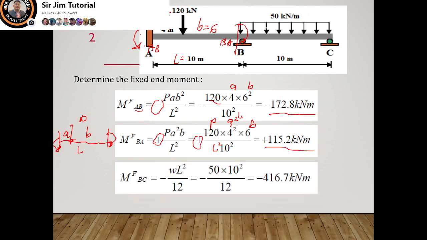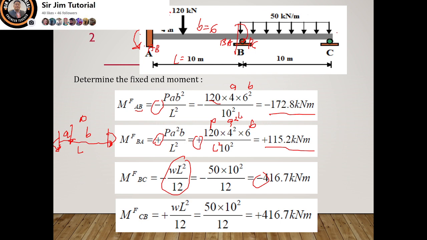Not to worry about the continuous load because you have the same formula, only that BC here on the left side is minus, and at the right side, because it's like this, it's plus. Formula would still be the same, okay? So you will come up here with a fixed moment of plus 416.7.